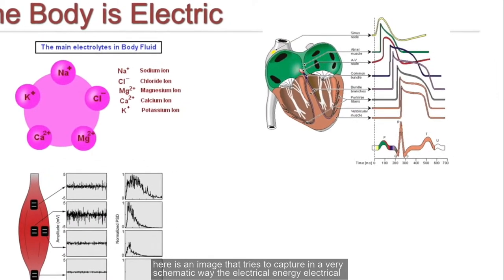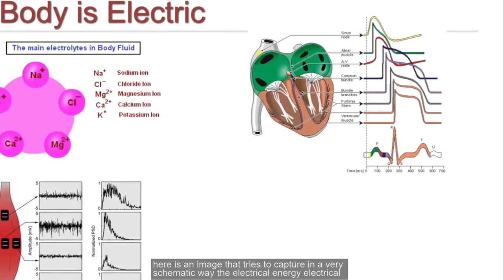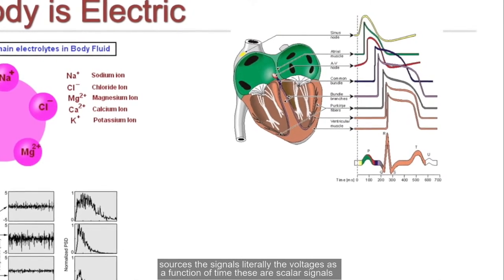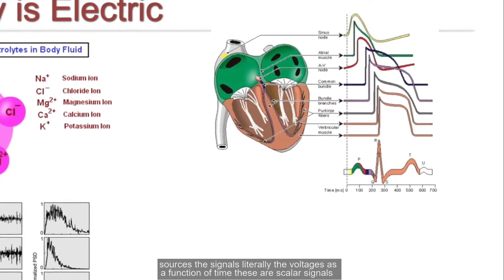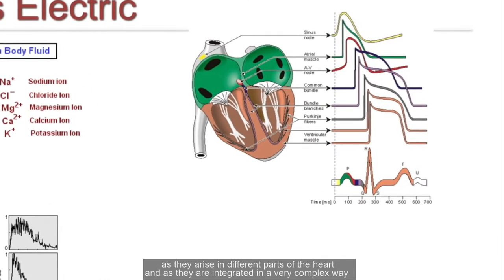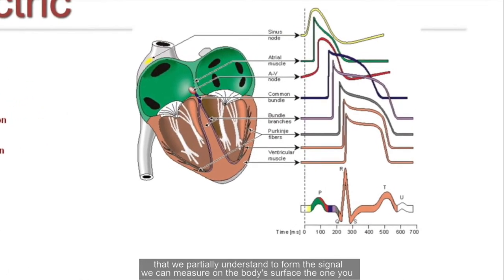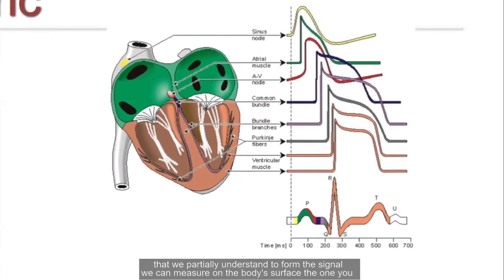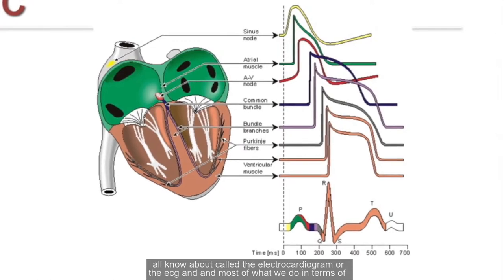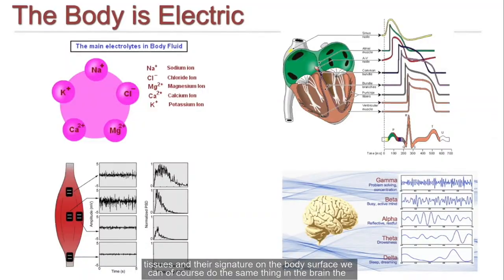And what you see here is an image that tries to capture in a very schematic way the electrical energy, electrical sources, the signals literally, the voltages as a function of time. These are scalar signals as they arise in different parts of the heart, and as they are integrated in a very complex way that we partially understand, to form the signal we can measure on the body's surface, the one you all know about called the electrocardiogram or the ECG. And most of what we do in terms of understanding the heart's signature, especially the heart in distress, the heart in disease, is understanding this relationship between the individual elements within the heart, within its tissues, and their signature on the body surface. We can, of course, do the same thing in the brain.